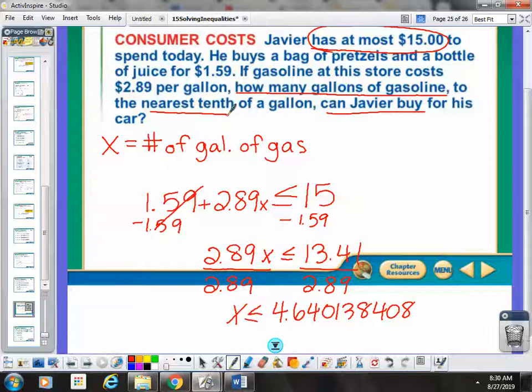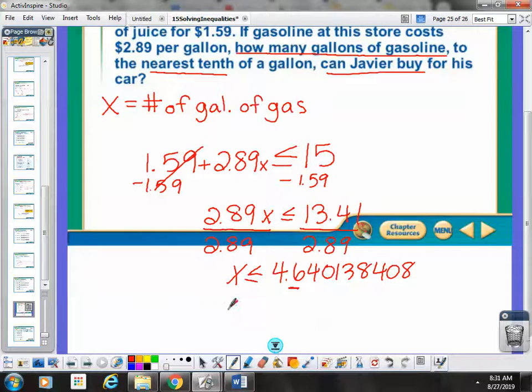Nearest tenth. So 6 is my tenth digit. I'm looking at the 4. Is the 4 going to round the 6 up or leave it at 6? Leave it at 6. So I want you to make sure you round correctly. It's going to be x is less than or equal to 4.6 gallons.